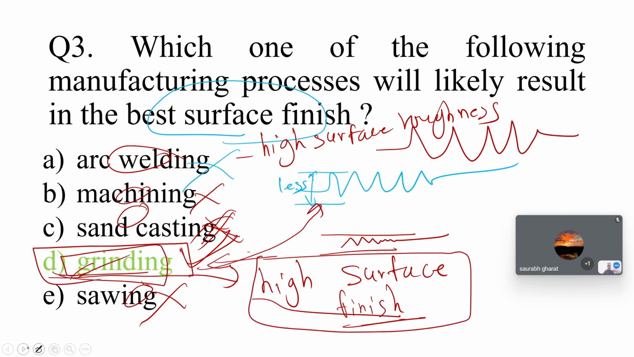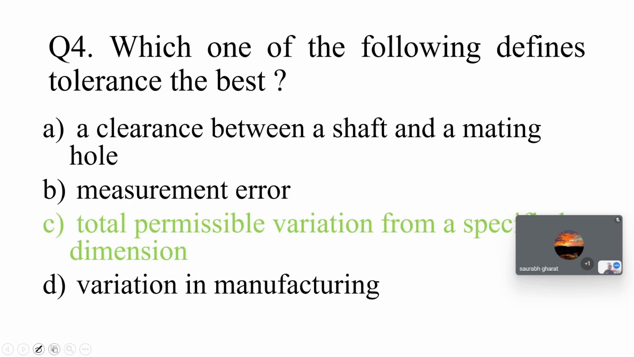This is your fourth question: which one of the following defines tolerance the best? Total clearance between shaft and mating hole.